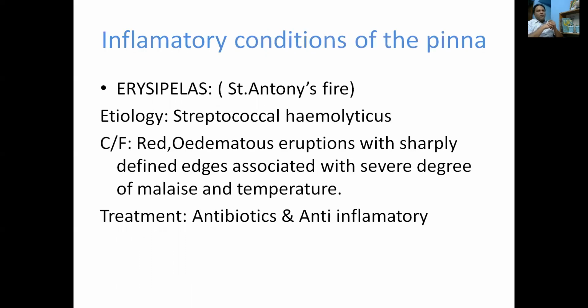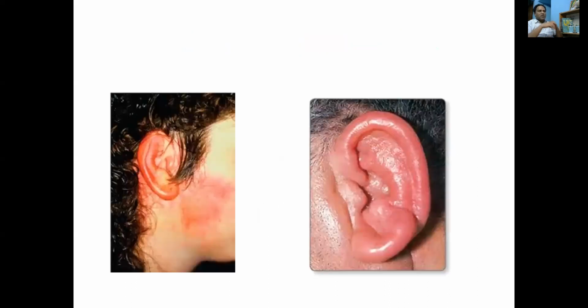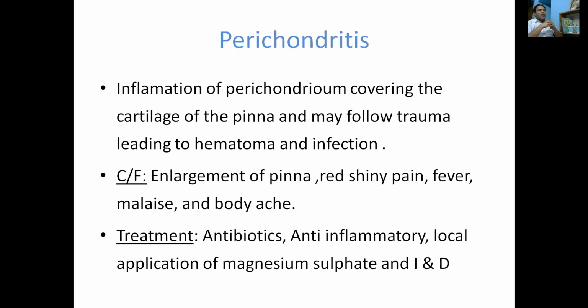Inflammatory conditions of the pinna: St. Anthony's fire, erysipelas. The etiology is Streptococcus hemolyticus. The features may include a red, edematous eruption with sharply defined edges, associated with a severe degree of malaise and temperature. The treatment, of course, is antibiotics and anti-inflammatories. These are some pictures of St. Anthony's fire.